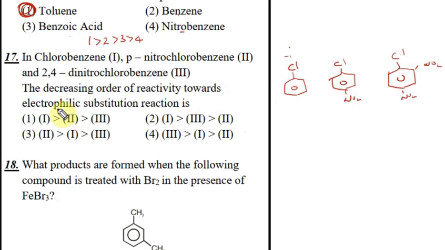So for electrophilic substitution, okay, you want the ring to be electron rich. So obviously 1 is going to be more electron rich than 2, which is going to be more electron rich than 3. So 1 greater than 2 greater than 3. Now if they ask nucleophilic substitution, the order will be reverse. You are going to see that later. Dow's process.